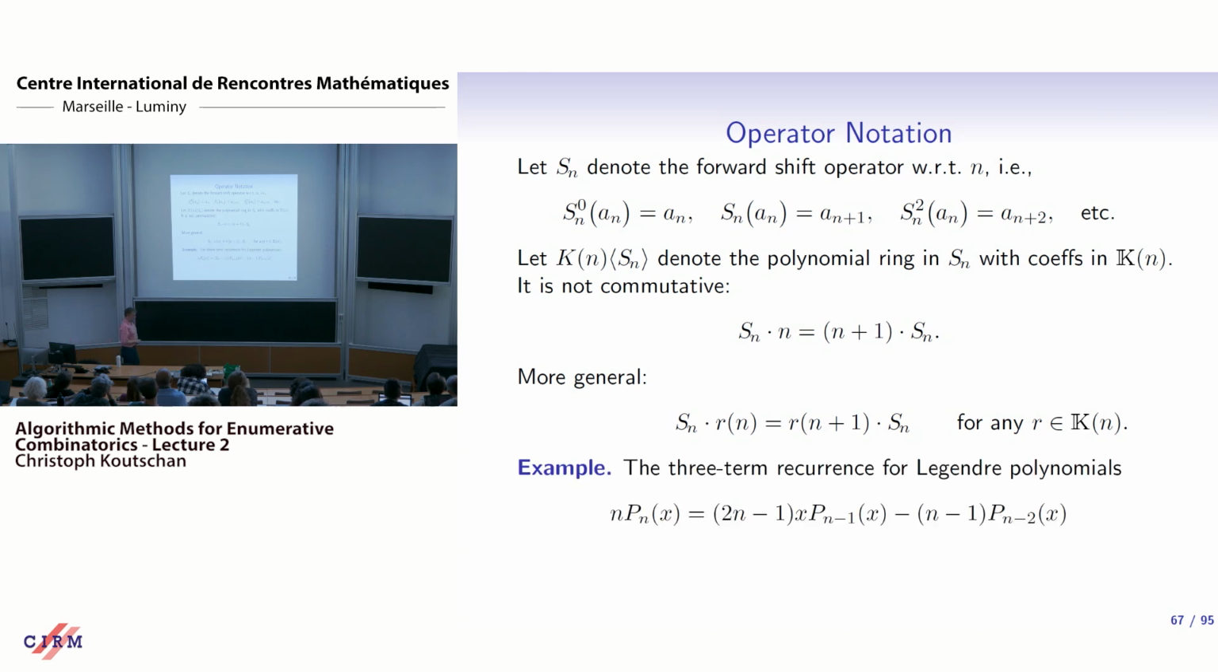So we can look at the three-term recurrence of the Legendre polynomials. We have P_n, P_{n-1}, P_{n-2}. First we have to shift the whole recurrence by 2 so that we don't have negative shifts, and then you get this operator that represents this recurrence equation.